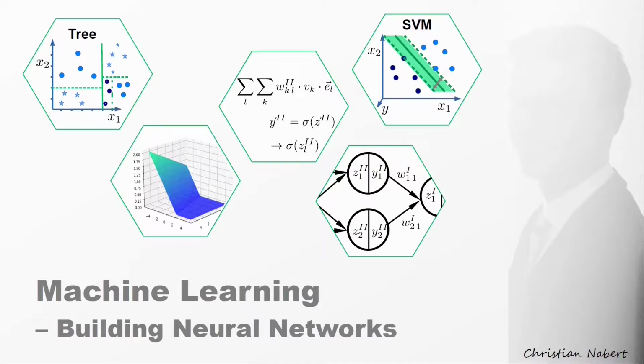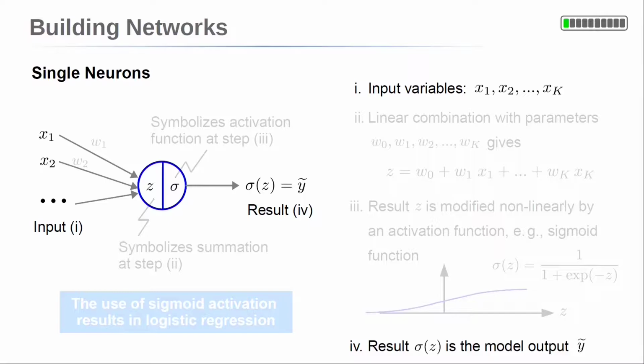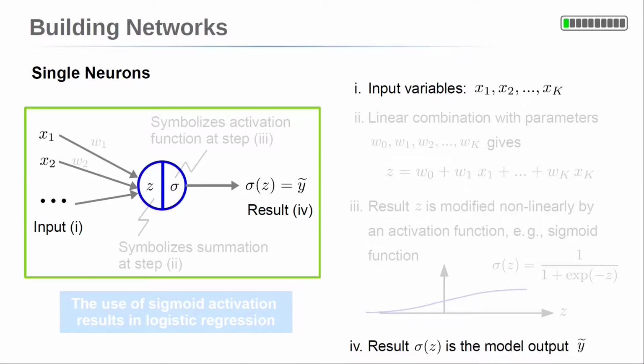This section is about building neural networks. So, let's start building complex neural networks starting from a single unit, the neuron. A single neuron is the simplest form of a neural network.